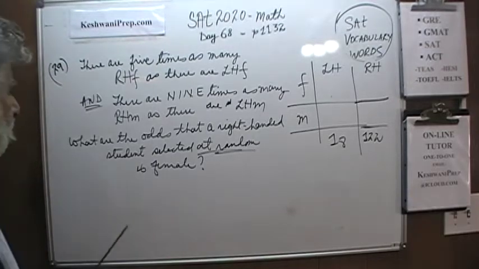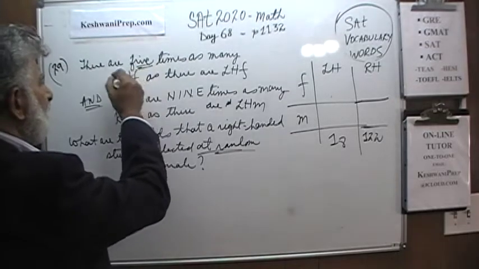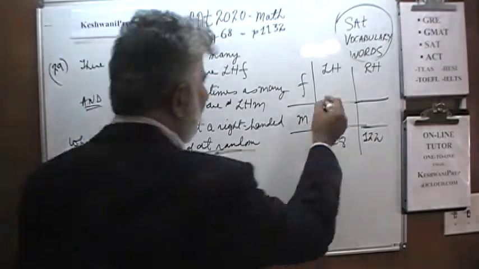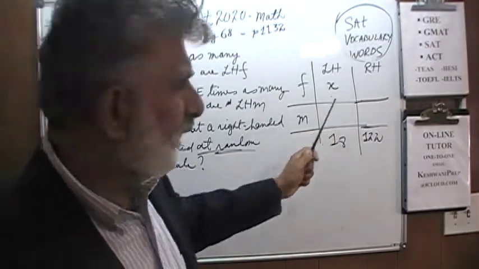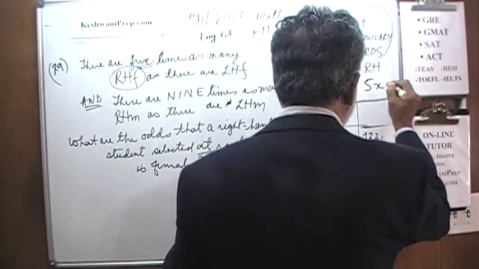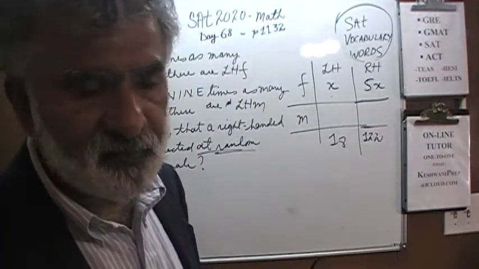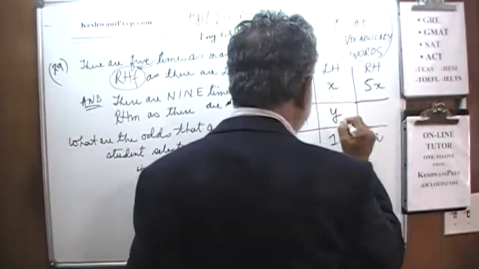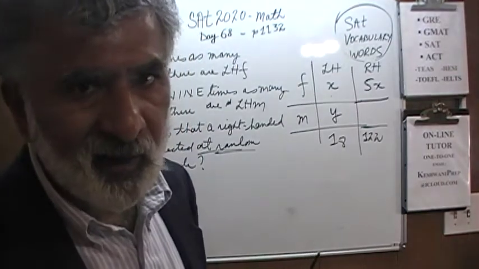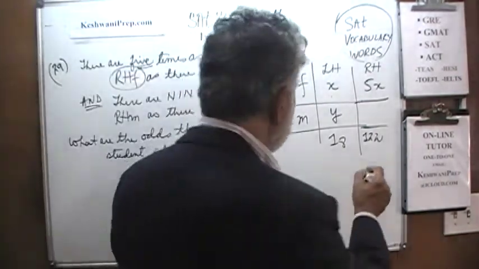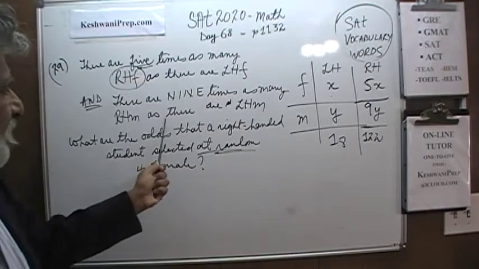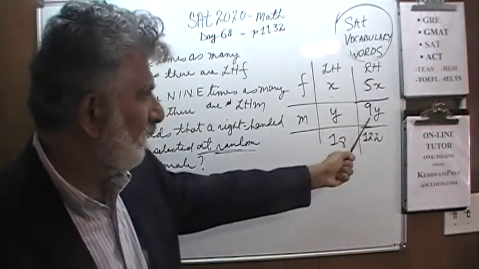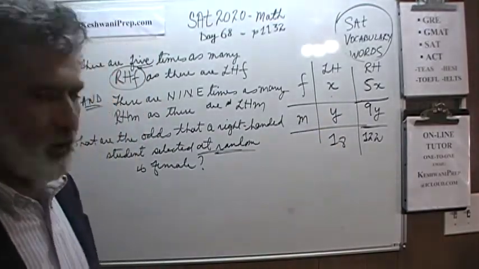Let's begin. We are told that there are 5 times as many right-handed people. So if we have X number of left-handed females, then we have 5 times as many right-handed females. Similarly, if we say that we have Y number of right-handed males, then we are further told that there are 9 times as many left-handed males, rather, 9 times as many right-handed males. Right here, right-handed male, 9 times as many. There you go. It's very straightforward.